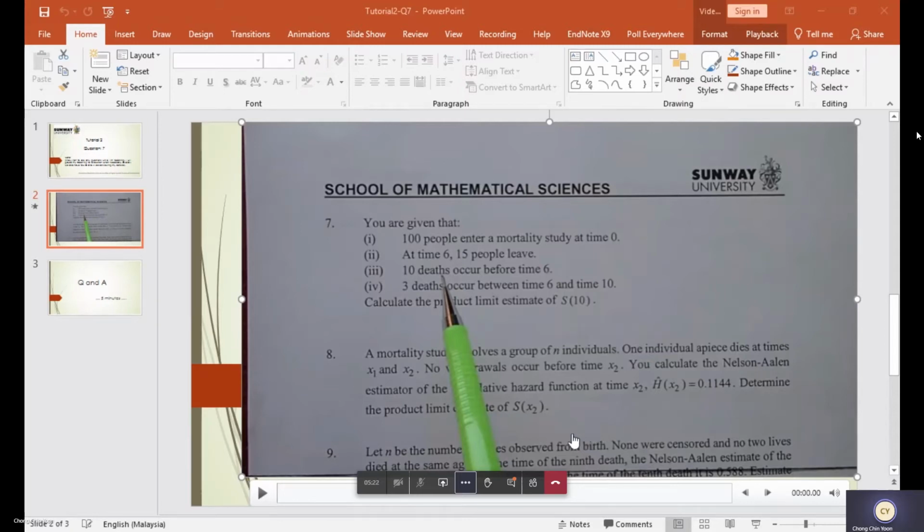Question up to number 6 last week. So we continue our tutorial 2 from question number 7 now. Today we try to discuss 3 questions, 7, 8, 9 only. Okay, here we go, question number 7.